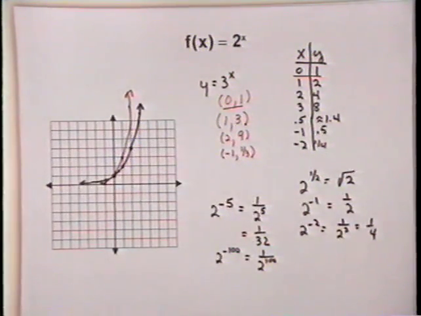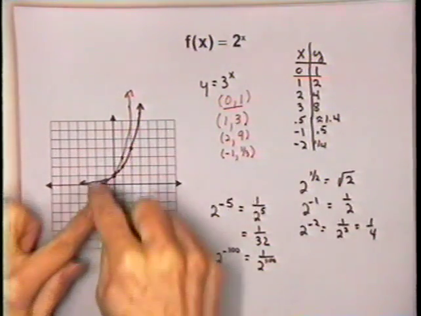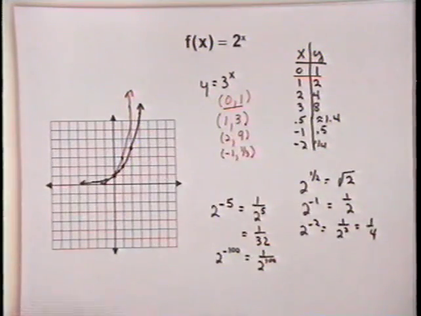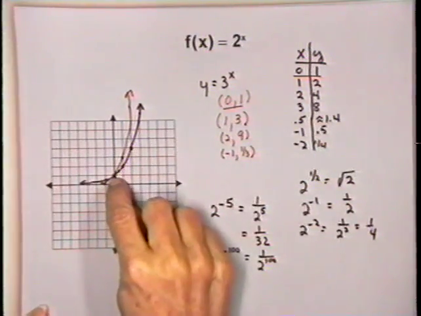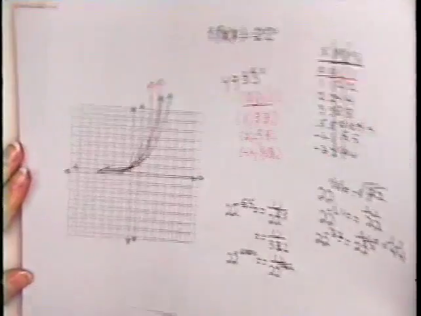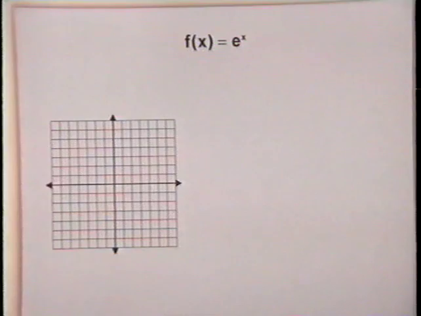Now I think you can see if we chose an even bigger base, like say 4, we would go up faster, down faster. But again, if we use a base of 4, what is 4 to the 0 power? It's still 1, isn't it? So that would still go through this point right here. Now, I wanted to look at this function kind of separately here.